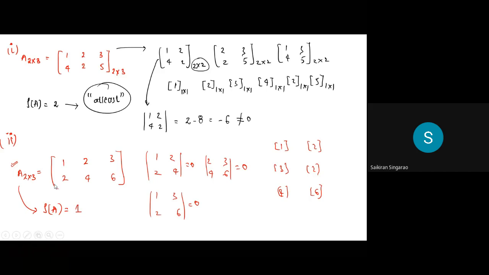But for the second example, I found all the 2 cross 2s and all of them are coming 0. Then I went to 1 cross 1. And among the 1 cross 1s, at least one has a determinant that is not 0. In fact, there are 6 such elements, but I need only one. So at least one 1 cross 1 determinant is not 0. So the rank is 1, provided all 2 cross 2s are 0. Yes, definitely, sir, all 2 cross 2s are 0. So definitely the rank is coming as 1.